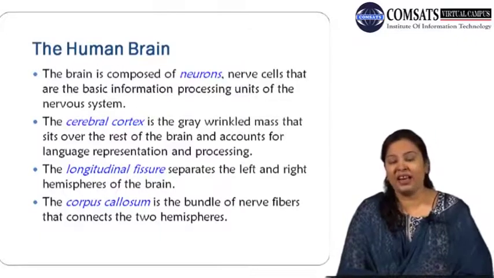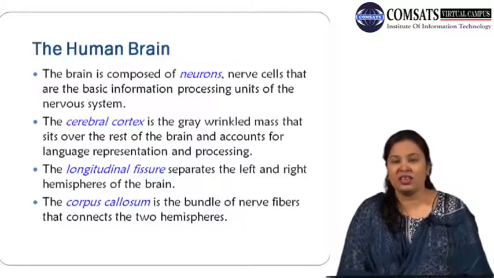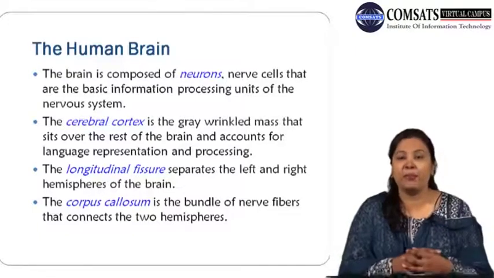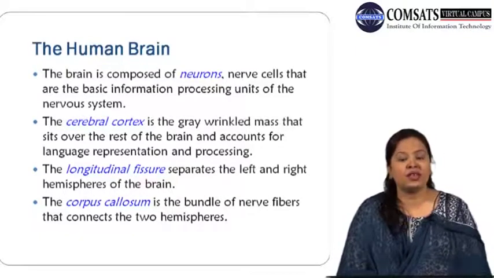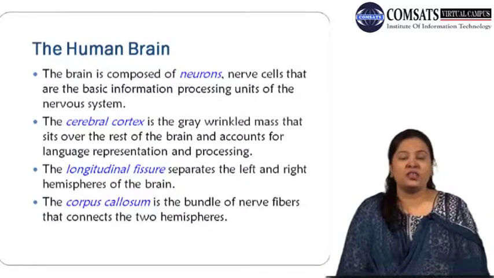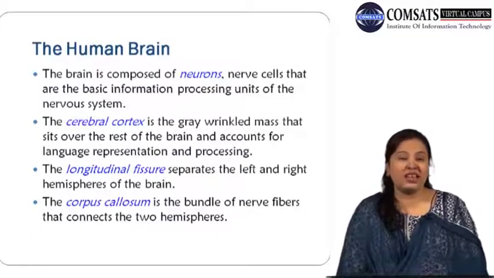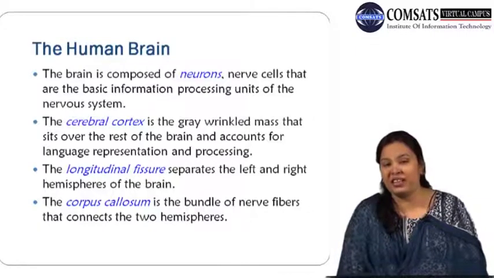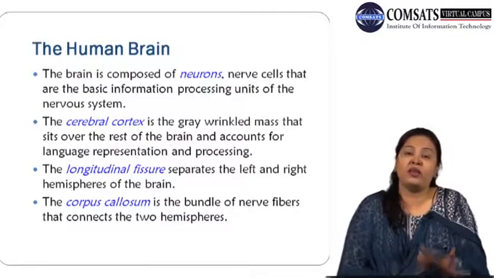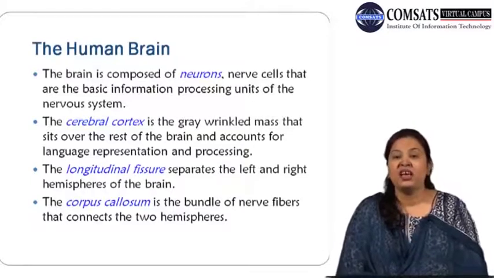Now the thing is, the brain is basically composed of neurons. What are neurons? Neurons are actually the nerve cells that are the basic information processing units of the nervous system. They are small cell-like structures, and their basic function is to transport messages from one part of the brain to another part of the brain. So the whole brain, the parts of the brain, are linked with the help of these neurons.